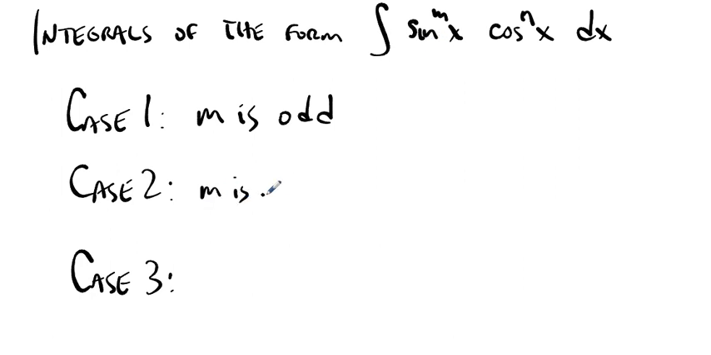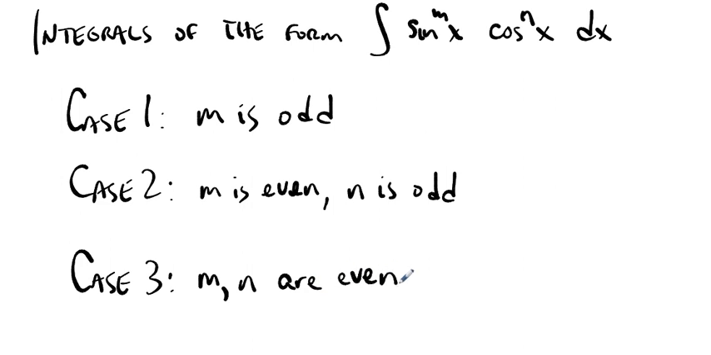Case two is the case where m is even and n is odd. So maybe this is even, but this power is odd. And then case three, m and n are both even. And the tricks are slightly different in each scenario. The techniques we use are slightly different.